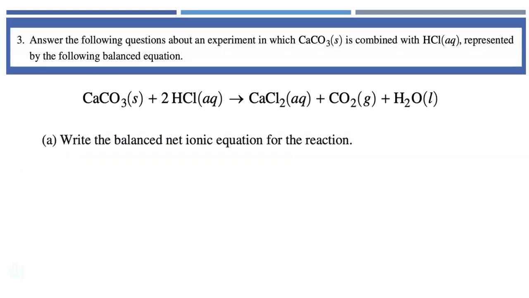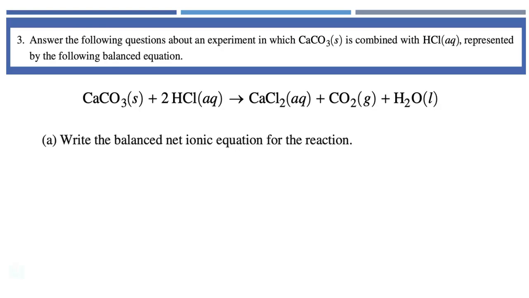Answer the following questions about an experiment in which solid calcium carbonate is combined with hydrochloric acid as represented by the following balanced equation. I've got solid calcium carbonate, I've got hydrochloric acid as my reactants, I've got 3 products, aqueous calcium chloride, carbon dioxide gas, and liquid water. And part A says, write the balanced net ionic equation for the reaction.